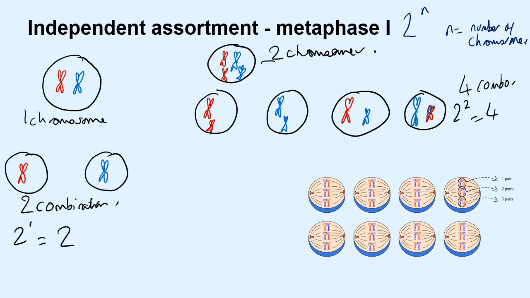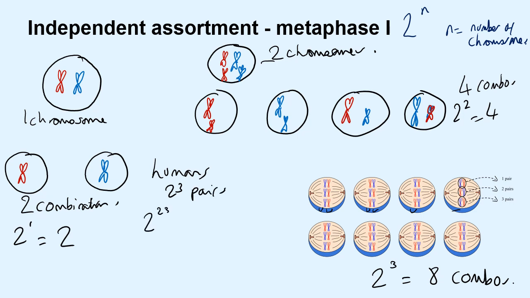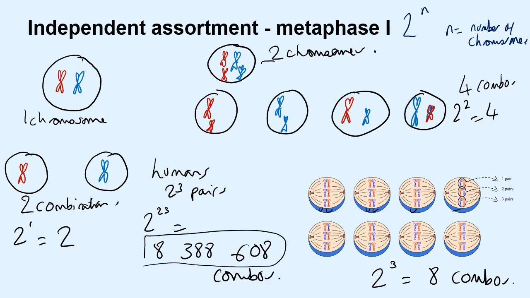Now, I'm not going to draw 3 pairs, but what we've got is 2 to the power 3, which is 8 combinations. Hopefully you can see you could have all blues and all reds, or this combination, and so on. Doesn't sound like a lot, but remember, humans have 23 pairs. So what we're looking at is 2 to the power 23. Just by independent assortment in metaphase 1, we've got 8,388,608 combos. I am not going to draw them out. So a massive number of combinations.